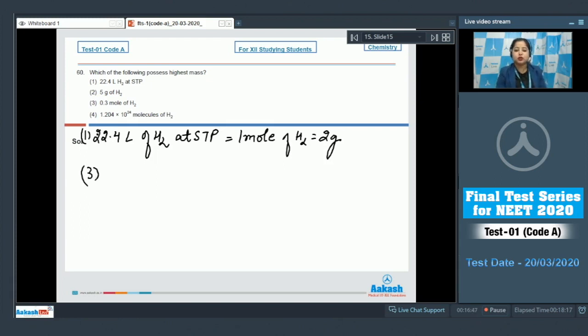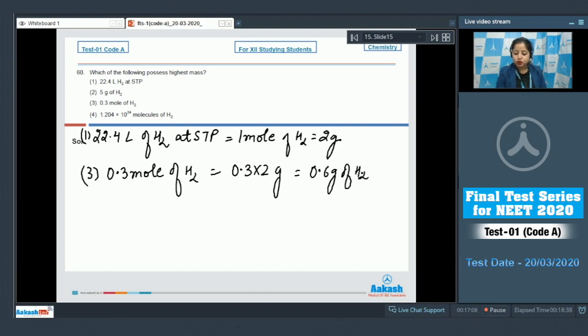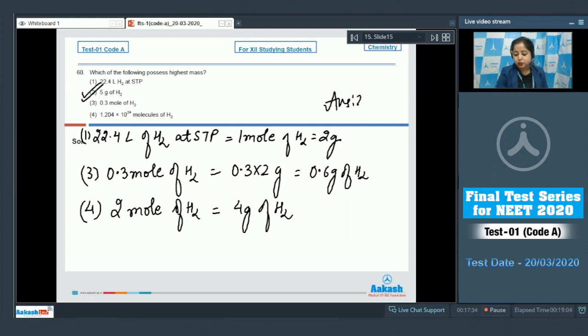Moving to the next option, which is option number 3, 0.3 mole of H2. Students, the mass of 0.3 mole of H2 is 0.3 multiplied by 2 gram, which is equal to 0.6 gram of H2. Moving to the last option, 1.204 into 10 to the power 24 molecules of H2. Students, this many molecules represents 2 moles of H2, which is equal to 4 gram of H2. That means the highest mass is possessed by 5 grams of H2, or we can say that the correct answer is option number 2.